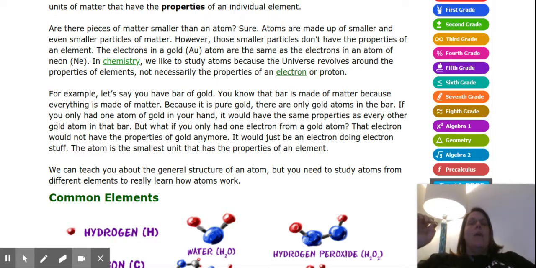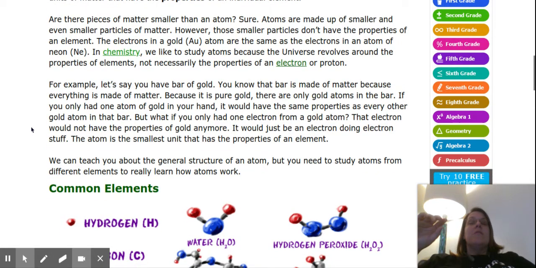But what if you had one electron from a gold atom? That electron would not have the properties of gold anymore. So say you just separated that electron from the gold atom, then the electron itself was not gold. Okay, it's what makes up gold. It's kind of like a cake. It would be just an electron doing electron stuff. The atom is the smallest unit that has properties of that, whatever it is.